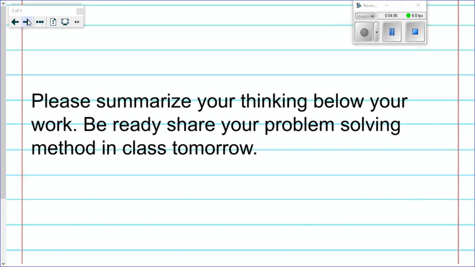In your journal, please summarize your thinking. It could be similar to my solution or similar to one of Tim's solution in the examples, or it might have been a different way altogether. Please write a short paragraph explaining your thinking in detail and be ready to share your problem-solving method in class tomorrow.